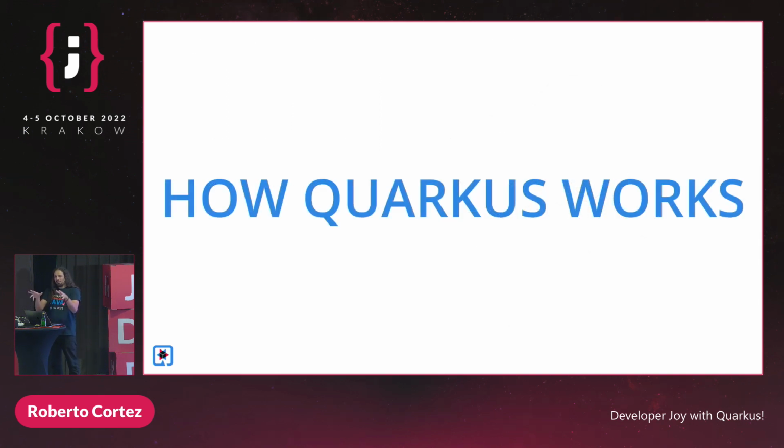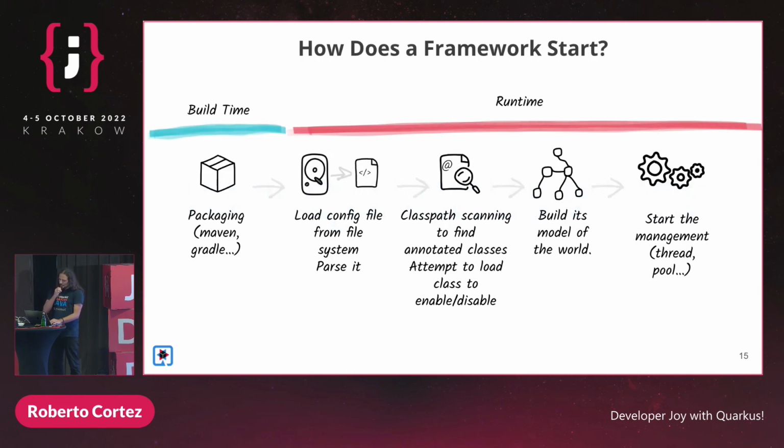OK, all of this looks good, right? So let me try to tell you how we do this, for you to be convinced that what I'm saying is actually true. So that's how traditional frameworks start and run. You have your application, you build it with a build tool like Maven or Gradle, and you're done. You have a jar file or a war file, and then you run that either on a Tomcat server or as an executable jar.